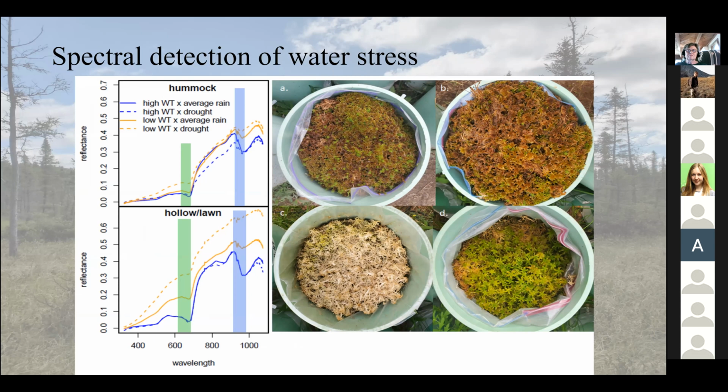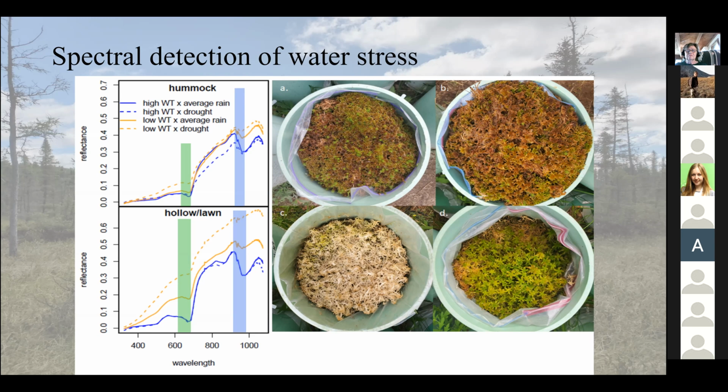So this figure is average from all of our samples and spectral measurements. On the y-axis, we have reflectance on a scale of 0 to 1, with 1 being 100% reflective. And then on the x-axis is wavelength. So the green bands show the range of the vegetation greenness indices, and the blue show the range of the wetness indices that we were using.